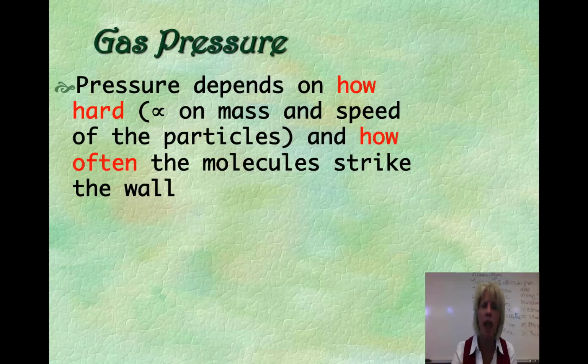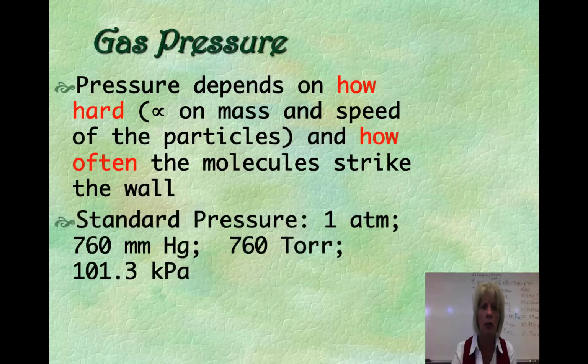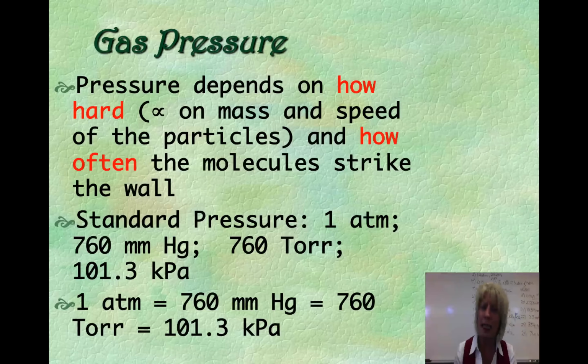Pressure depends on how hard, which is proportional to the mass and speed of the particles, and how often the molecules strike the wall. Standard pressure is defined as 1 atmosphere, 760 millimeters of mercury, 760 torr, or 101.3 kilopascals. That means they're all equal to each other.